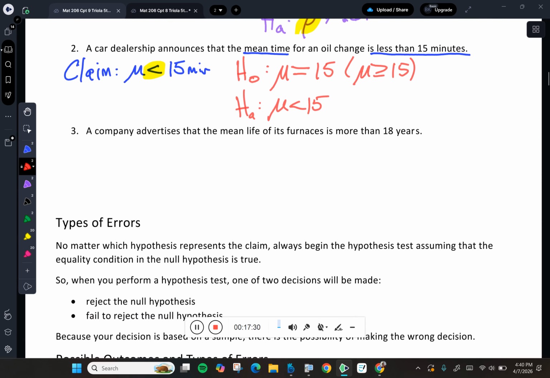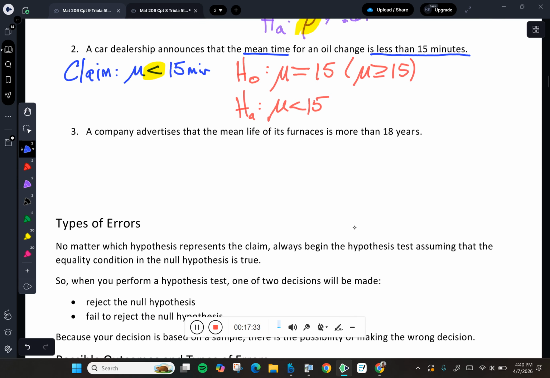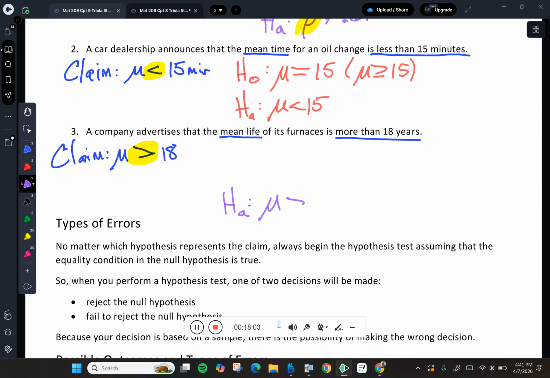All right, let's take a look at number 3. A company makes an advertisement, and their advertisement says that the mean life of its furnace is more than 18 years. So I've got a claim. My claim is that the mean is more than 18 years. Now, just like in the last one, our claim is a statement of strict inequality. Since it does not contain equality, it's going to be our alternate hypothesis, that the mean is greater than 18, which makes our null hypothesis the statement that the mean is equal to 18.